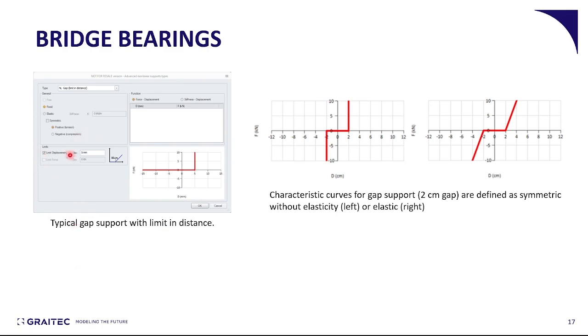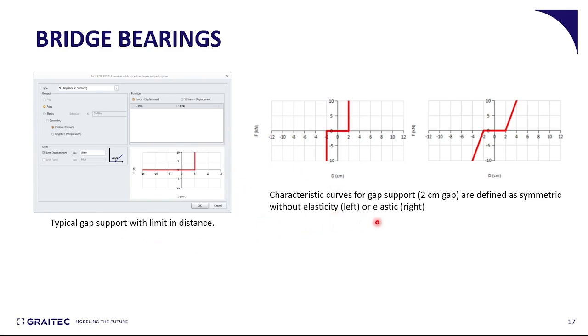So basically the user prescribes this limit displacement, and once this displacement is reached, the support is activated and starts providing a force to block any further movement of the structure. As long as this limit displacement is not reached, the support is not activated, which means the structure can move within this threshold of displacement.